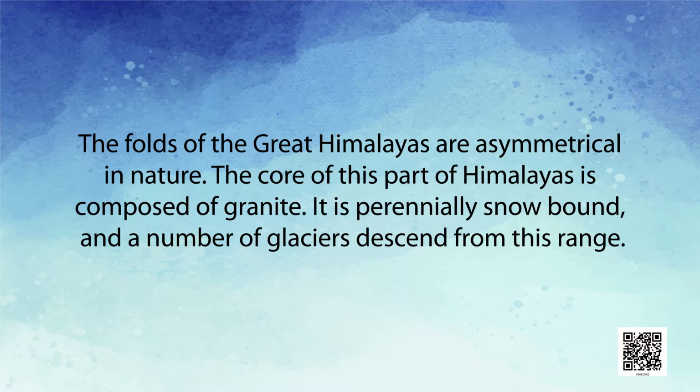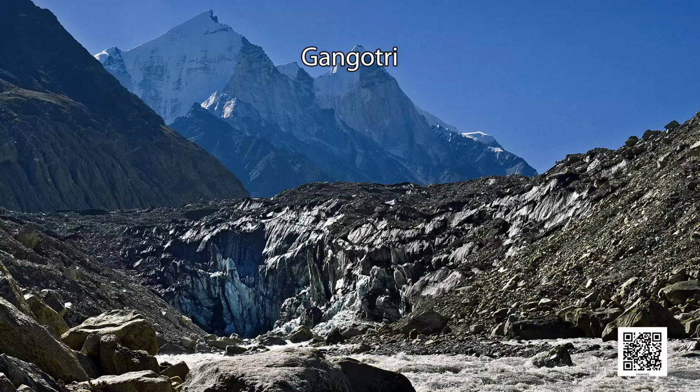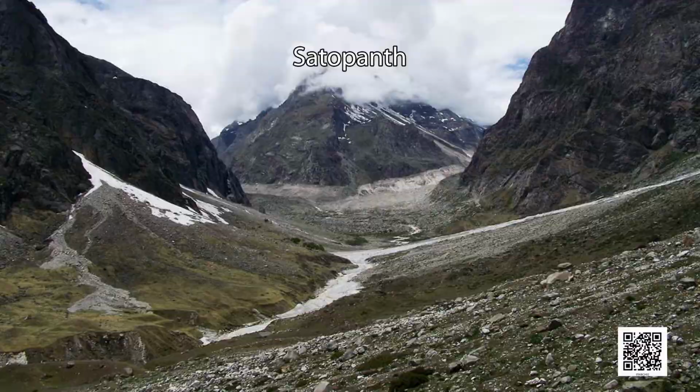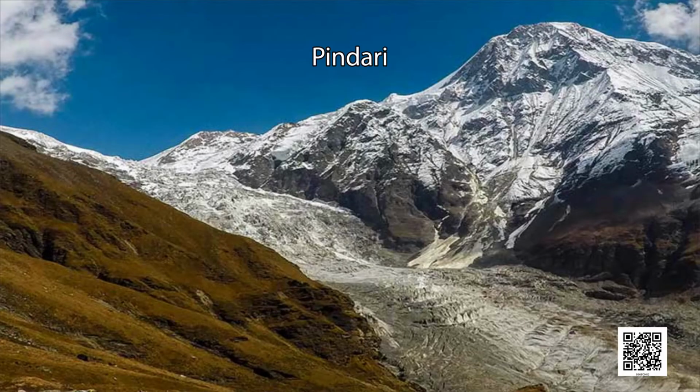The folds of Great Himalayas are asymmetrical in nature. The core of this part of Himalayas is composed of granite. It is perennially snowbound and a number of glaciers descend from this range. Children, some of the glaciers in this range are Gangotri, Chaturangi, Bhagirathi, Satopant, Milam and Pindari.